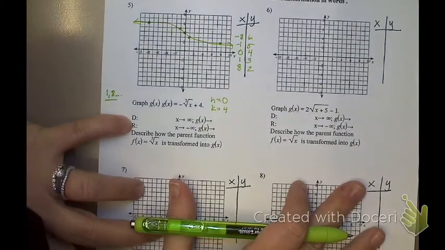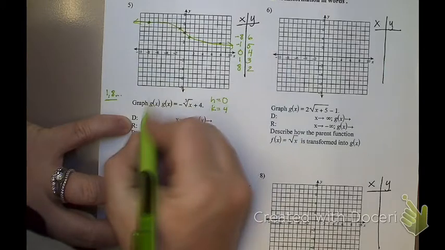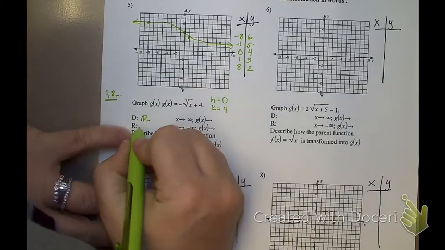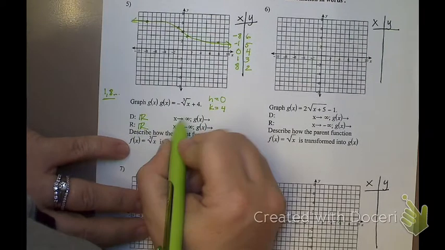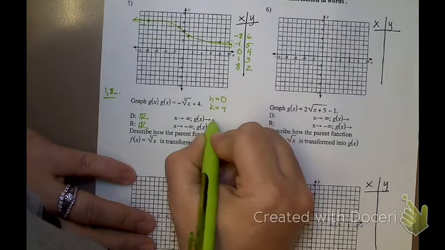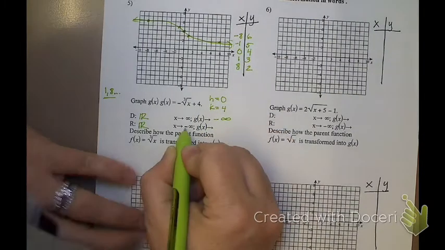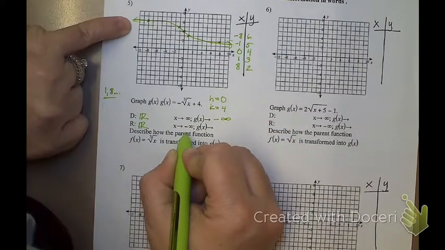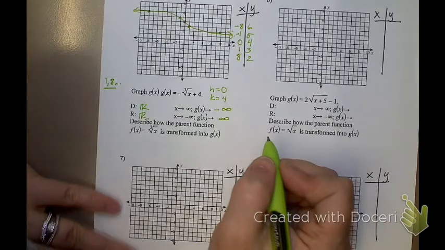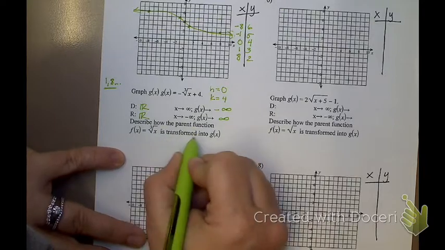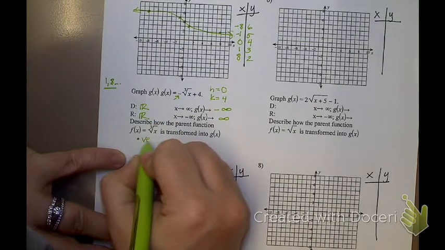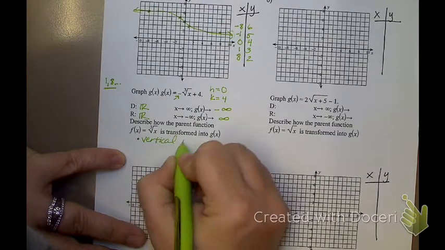So, domain, it's going left and right, no stops. That means all real numbers. Range, it's also going up and down. No stops. That means all real numbers. X arrow infinity, that's asking about the right side. What's going on the right side? It's going down. X arrow negative infinity is asking about the left side, and that is going up. Then finally, describe how the parent function is transformed. Well, if I have an a value of -1, I have a vertical reflection.